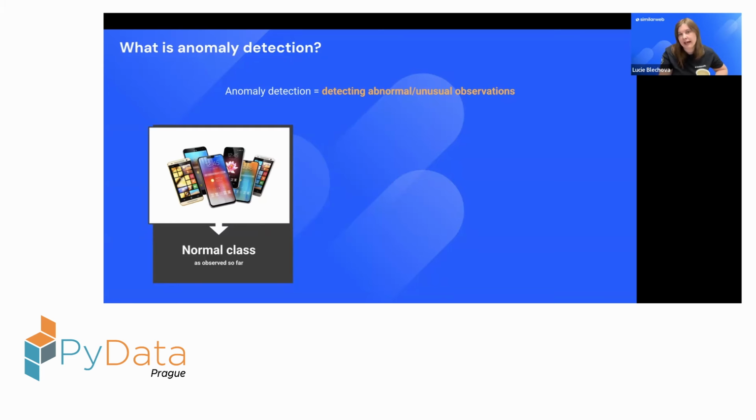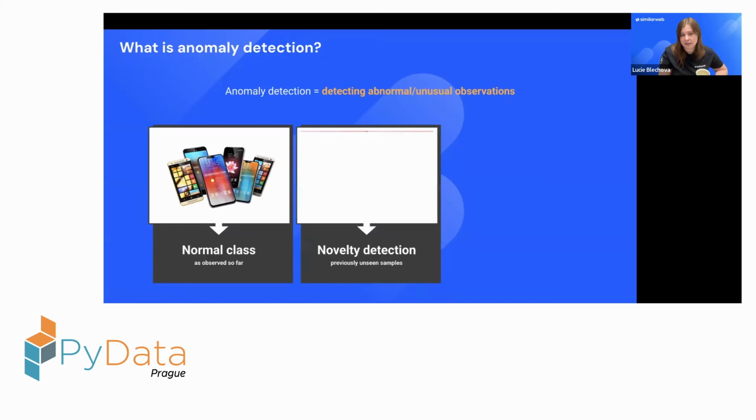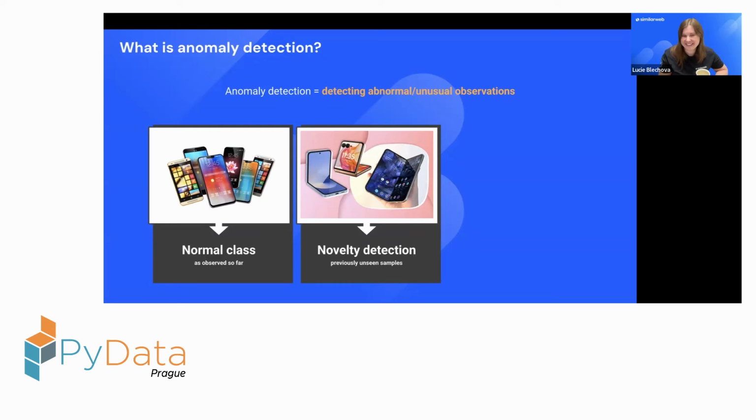What can happen is that there can also be other types of observations. Maybe after a while, you will start getting pictures of mobile phones that just look different, right? One day somebody comes with a foldable phone and suddenly your model breaks. Those are so-called novelties, which are previously unseen samples that you haven't yet seen in your training set.